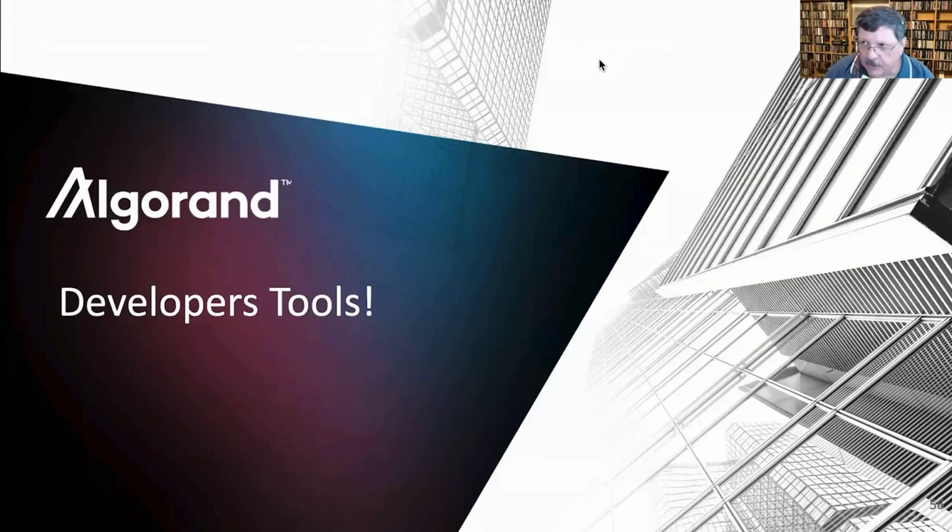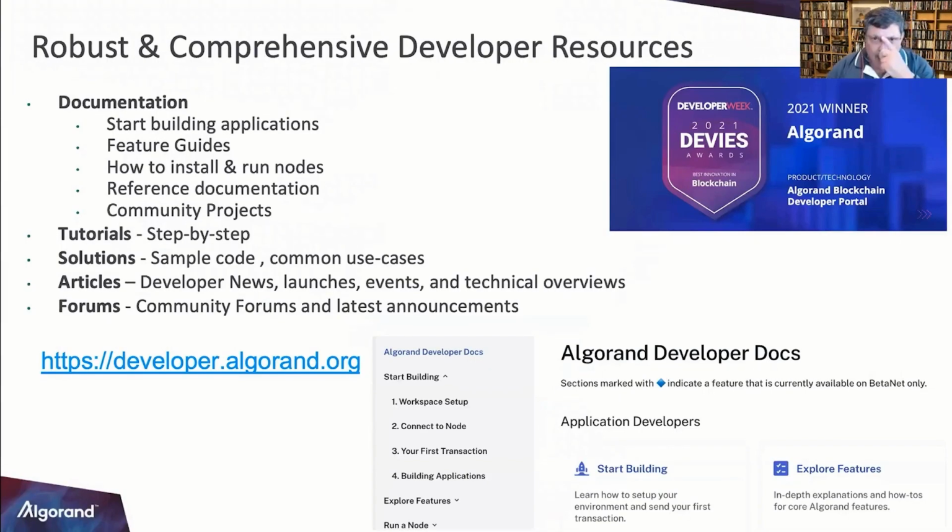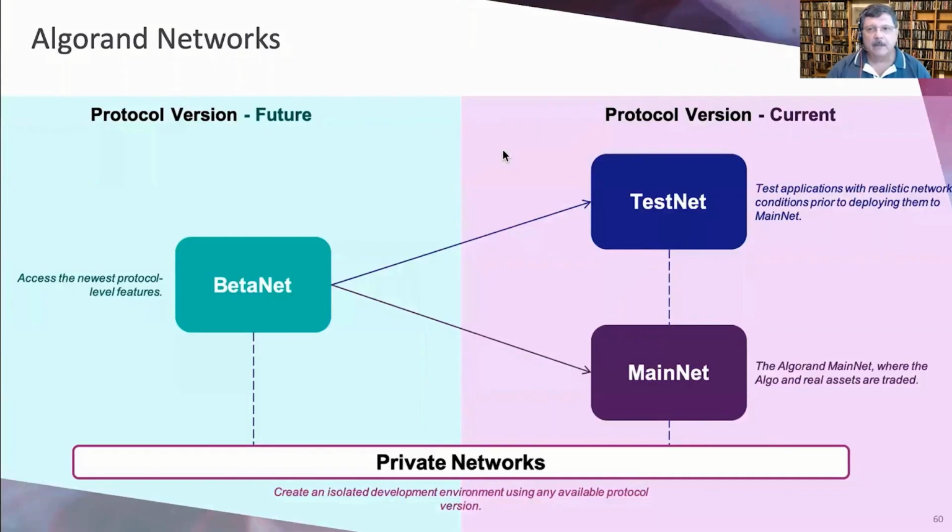Tools, baby. Let's get to the tools. So we've got a great developer portal. We recently won an award on that, a Webby Award, for Best in Innovation Blockchain category for the developer portal. So I hope you enjoy it. If you want to get started, just go out to developer.algorand.org and click on the Start Building button you see here on the right. And then these are the first 4 steps you would do. You'd set up your workspace, connect to a node, do your first transaction, and take a look at some smart contract stuff in building applications. Lots of tutorials, lots of solutions, lots of articles. Those tutorials are step-by-step out there.